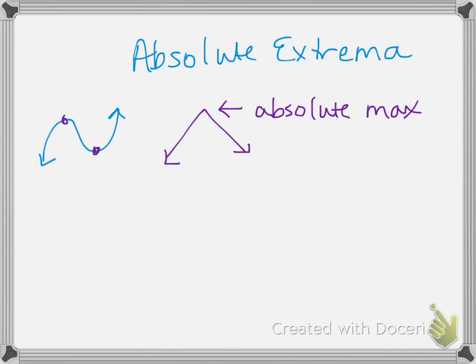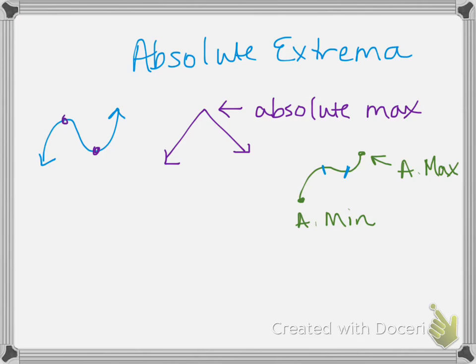Now, if you have a graph that's like this, where it doesn't keep going forever, and it just stops, this would be the absolute max. This would be where the absolute min is located, because those two points are higher and lower than the rest of the graph. And even though there's another little max and min here and here, those two are the absolute ones because they're higher or lower.